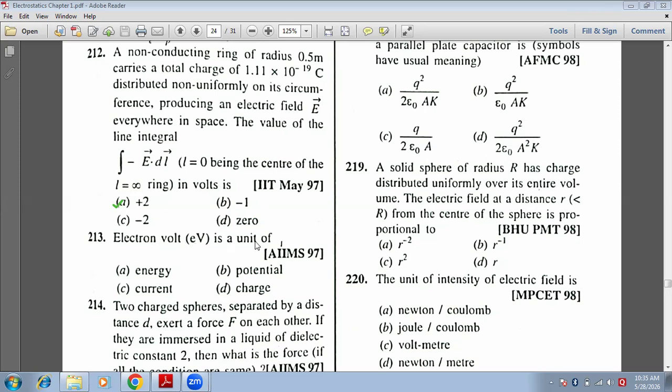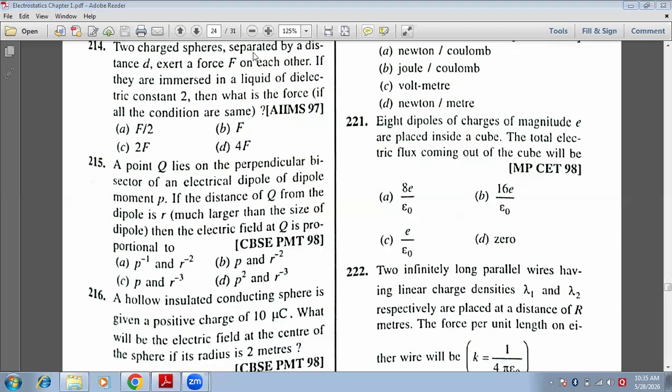Electron volt, EV, is a unit of: option A energy, option B potential, option C current, option D charge. Correct answer, option A, energy. Two charged spheres separated by a distance d exert a force F on each other. If they are immersed in a liquid of dielectric constant 2, then what is the force if all the conditions are the same? Option A F by 2, option B F, option C 2F, option D 4F. Correct answer, option A, F by 2.